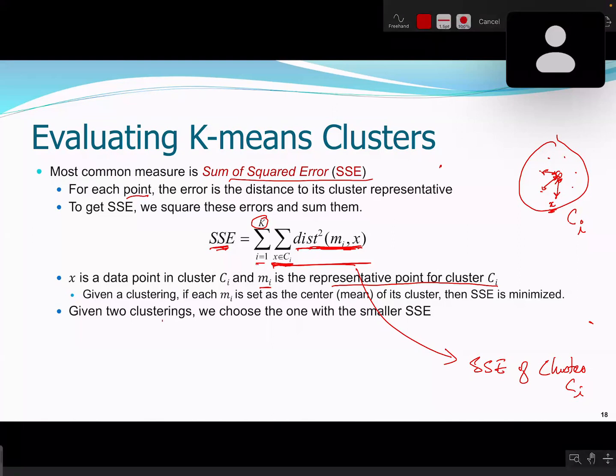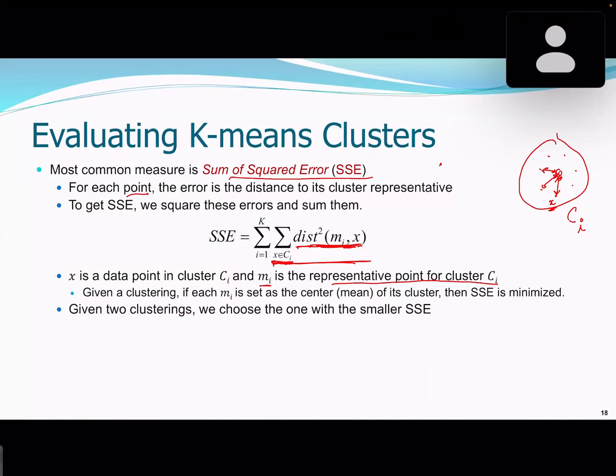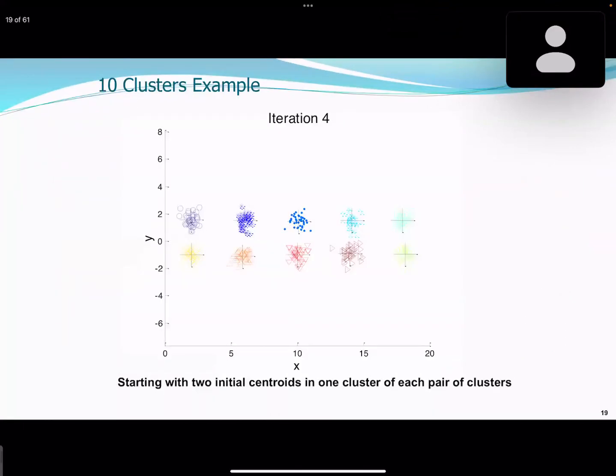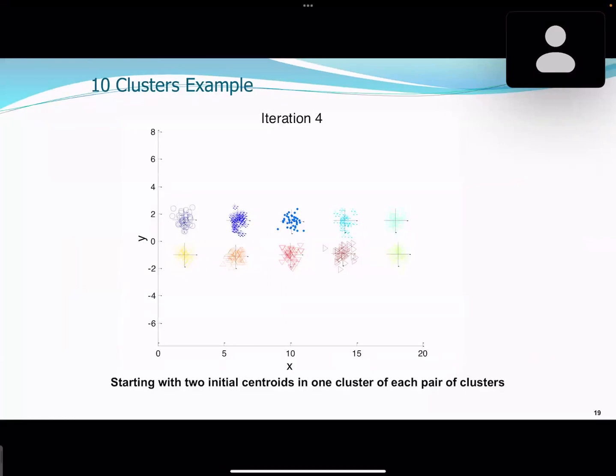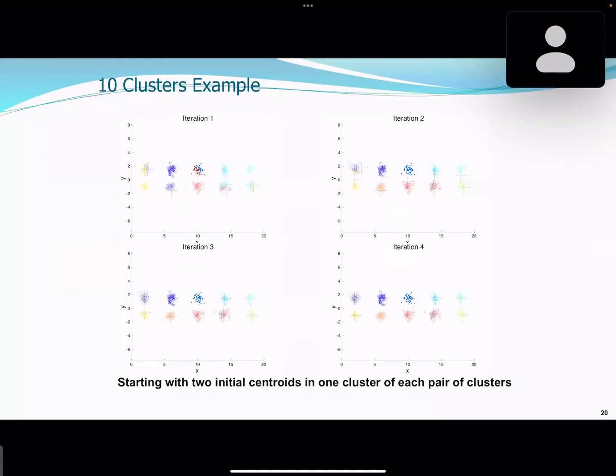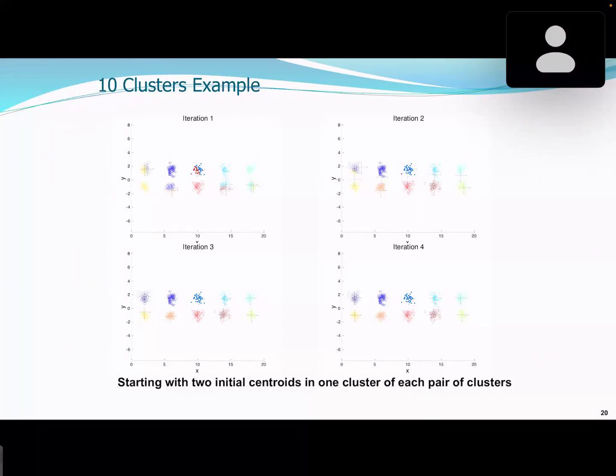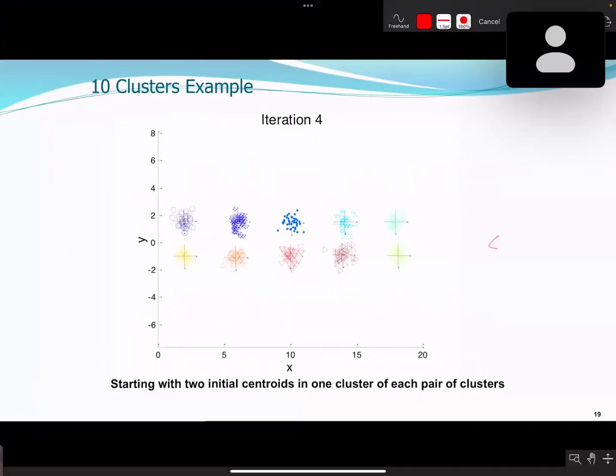Given two clusterings, we choose the one with the smaller SSE. So that's the idea. Here I have a few more examples to illustrate K-means clustering, and that the result depends on the initial set of centroids that we pick. So here we have a number of points illustrated.